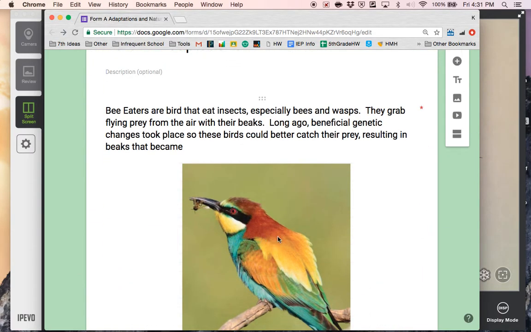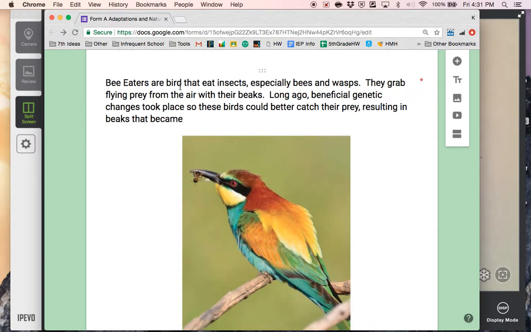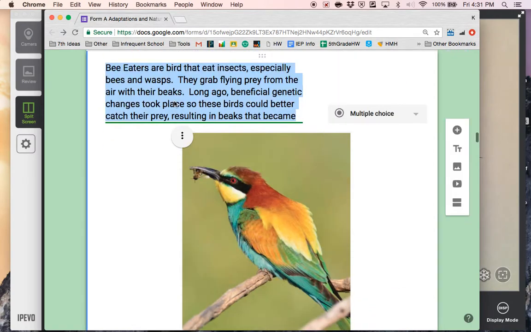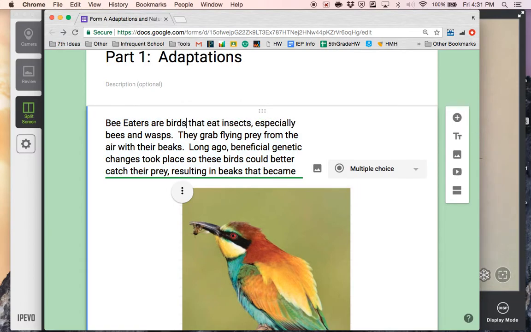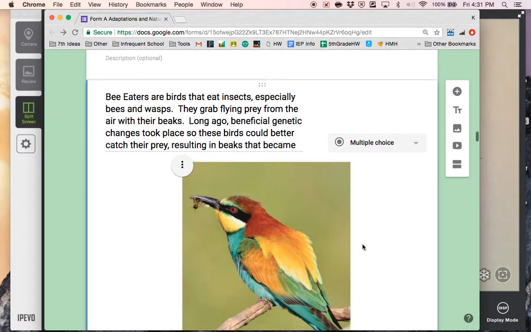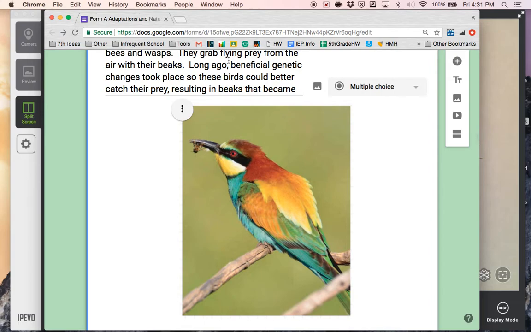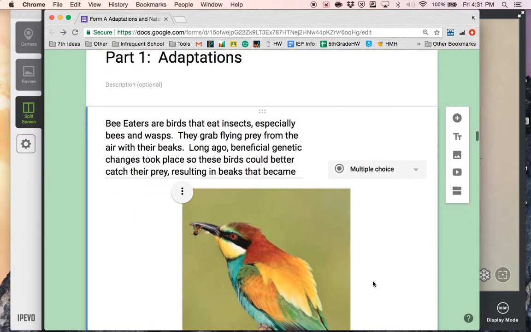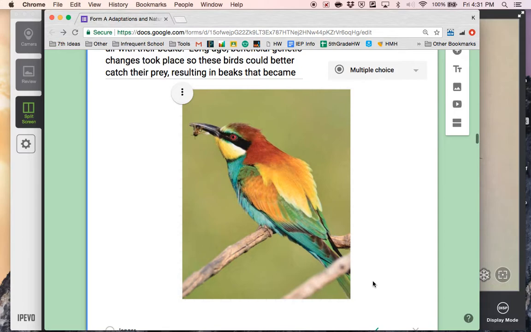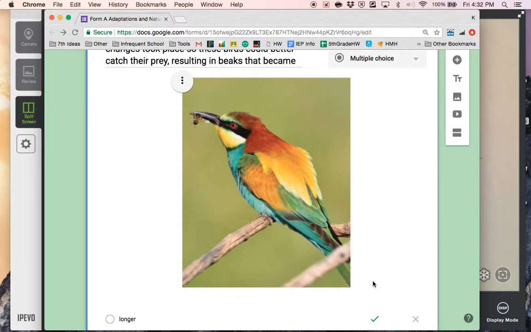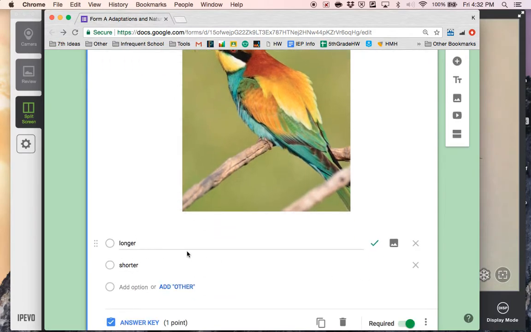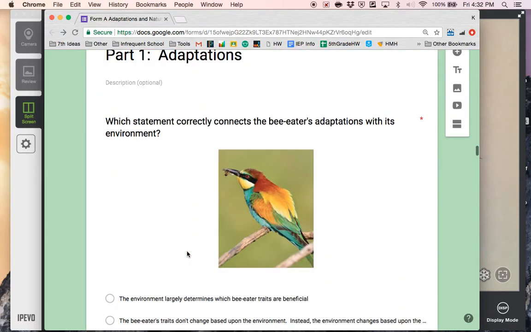Let's look at this. Bee eaters are birds, typo. Fix that right now. Bee eaters are birds that eat insects, especially bees and wasps. They grab flying prey from the air with their beaks. Long ago, beneficial genetic changes took place so these birds could better catch their prey, resulting in beaks that became what? Okay, so they're catching flying insects. I would think if you're catching a flying insect, it'd be beneficial if you had a bigger beak. There you go, longer beak.